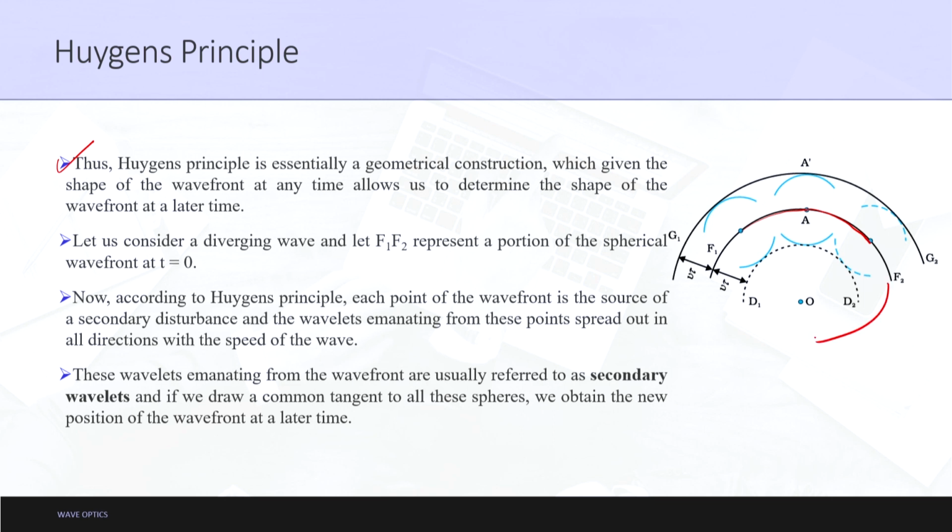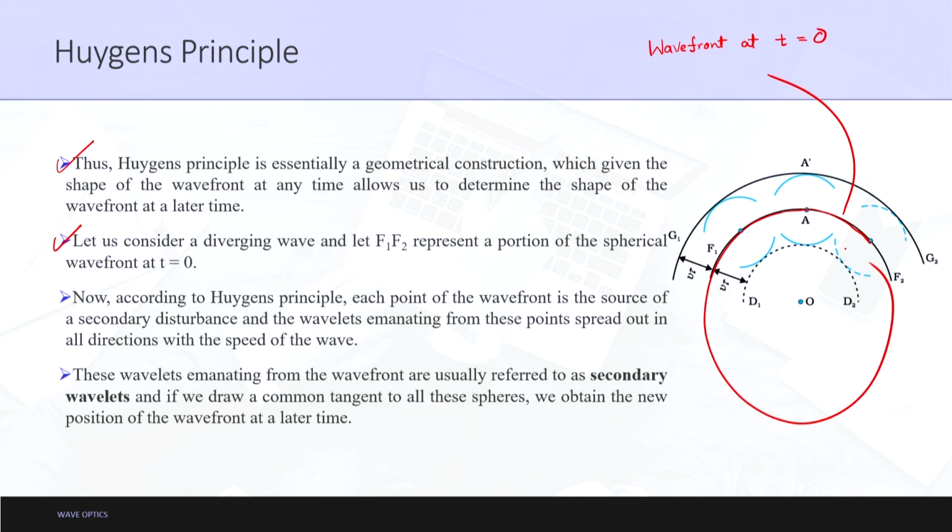So, this is nothing but the wavefront at t is equal to 0. Completely, it would have a 3D shape, but for now we are taking a 2D planar shape, that is also an arc of a circle.